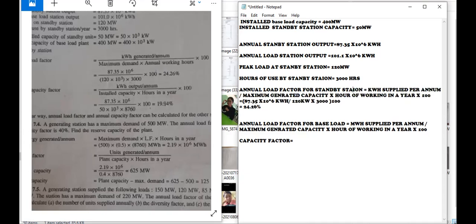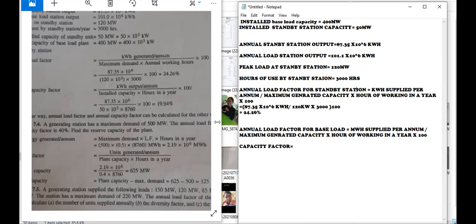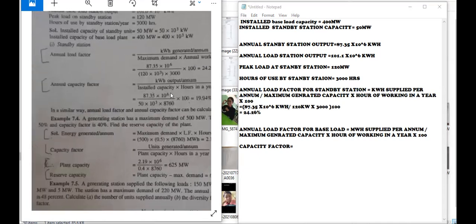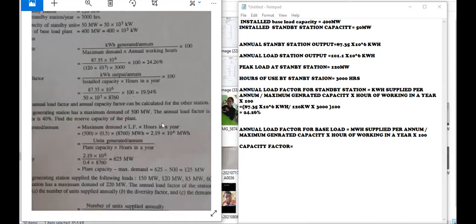So now, to find the annual capacity factor. We have found the annual load factor. Now, to find the capacity factor for the standby station.